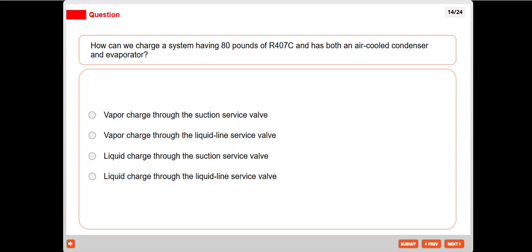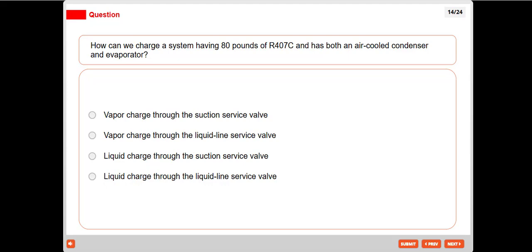How can we charge a system having 80 pounds of R407C and has both an air-cooled condenser and evaporator? Vapor charge through the suction service valve, vapor charge through the liquid line service valve, liquid charge through the suction service valve, or liquid charge through the liquid line service valve.